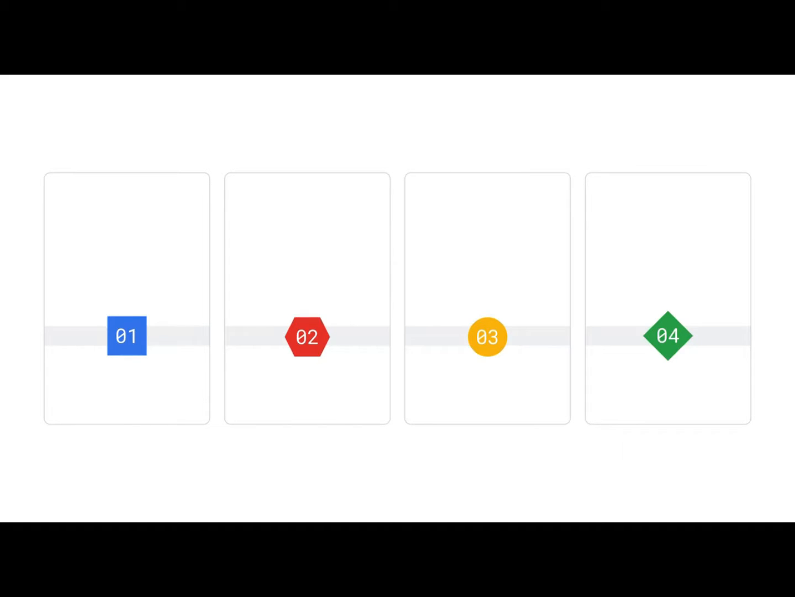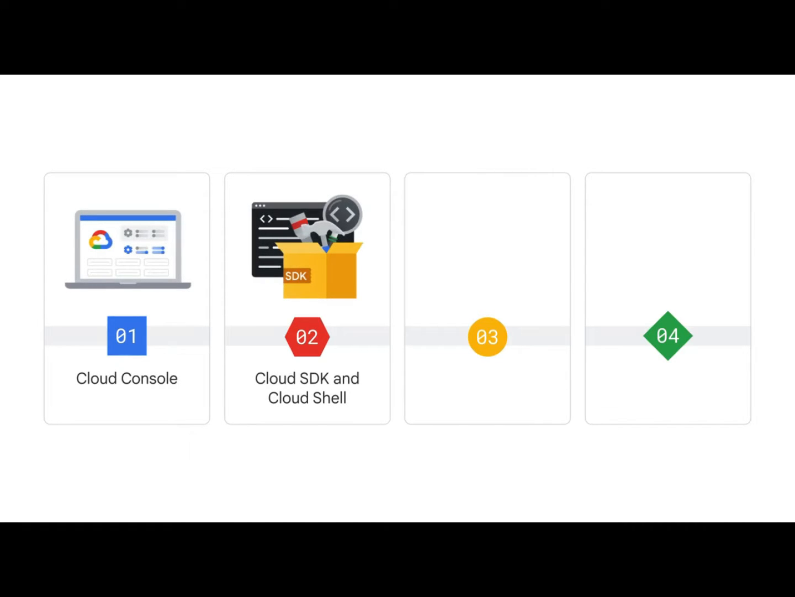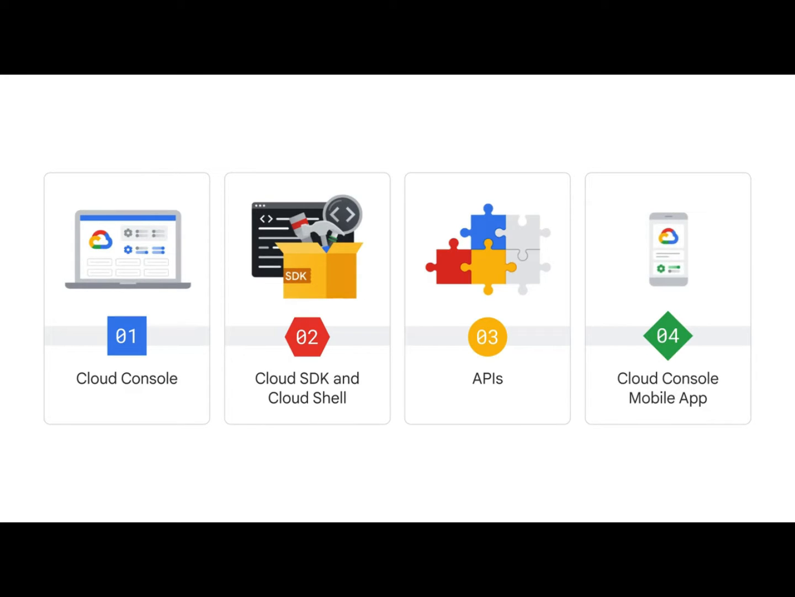There are 4 ways to access and interact with Google Cloud: the Cloud Console, the Cloud SDK and Cloud Shell, the APIs, and the Cloud Console mobile app. Let's explore each of these now.